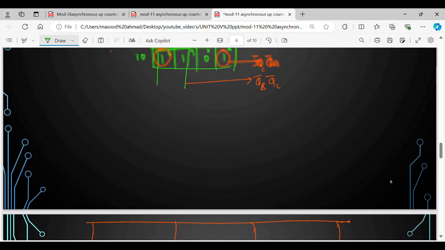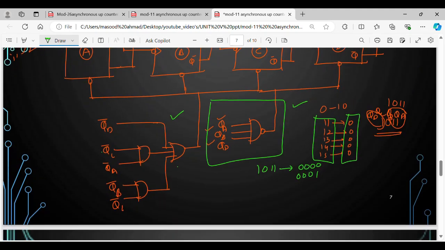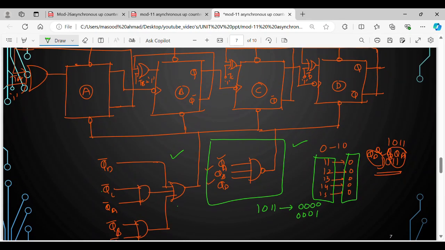In the truth table, what I have developed is a truth table where I need a reset logic, such that for anything greater than or equal to 11, the output should be made 0. For that, this technique I have already shown you. With this, there is more than one solution. For all unused states, we are initializing to 0. What are unused states? 11, 12, 13, 14, 15.